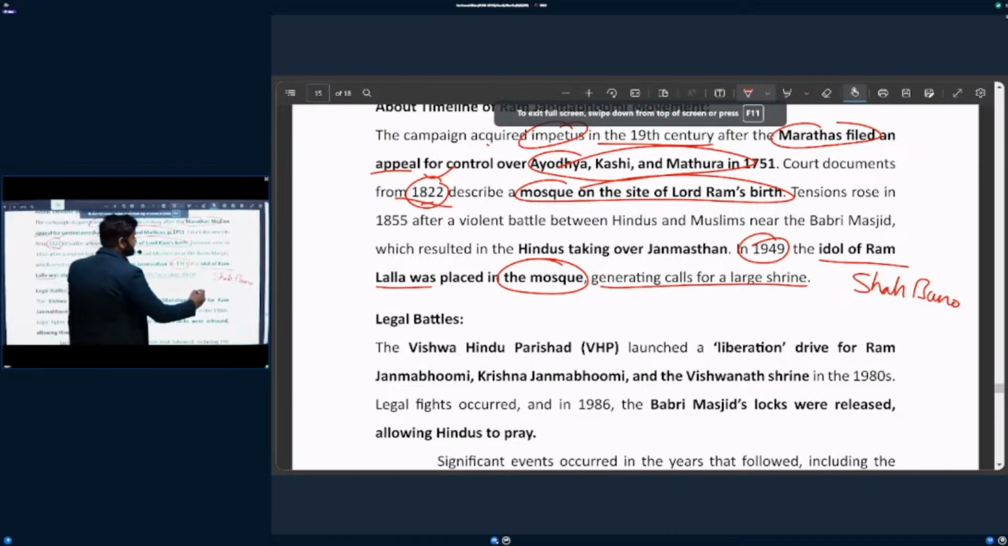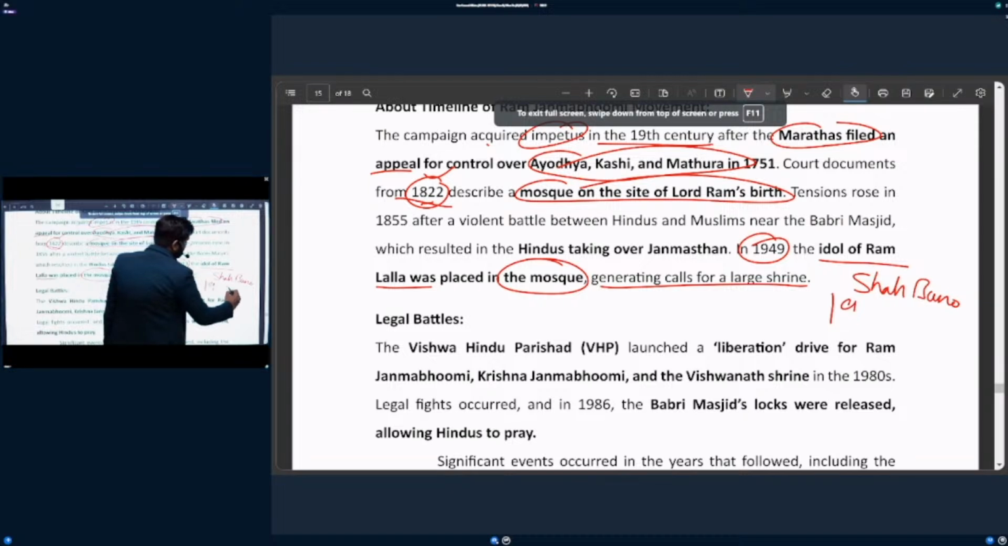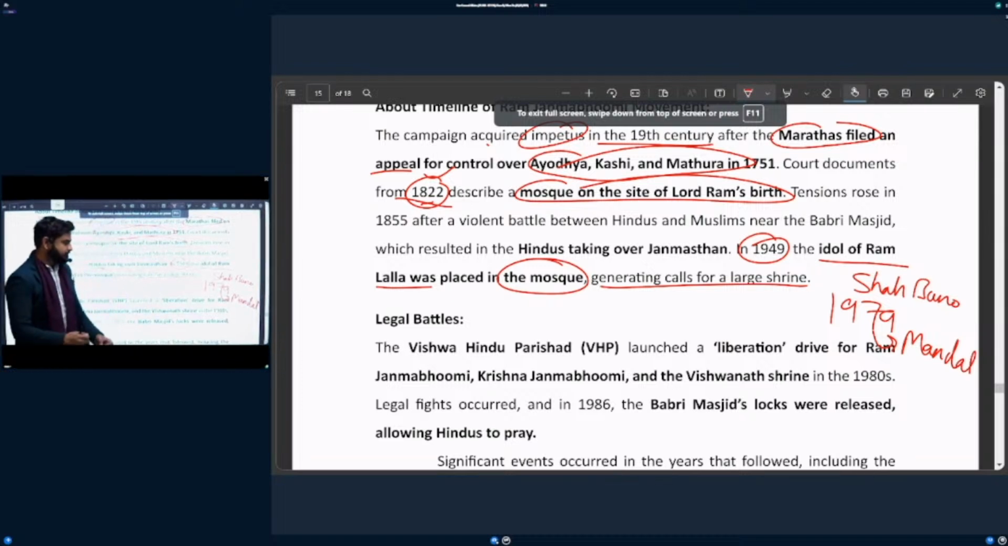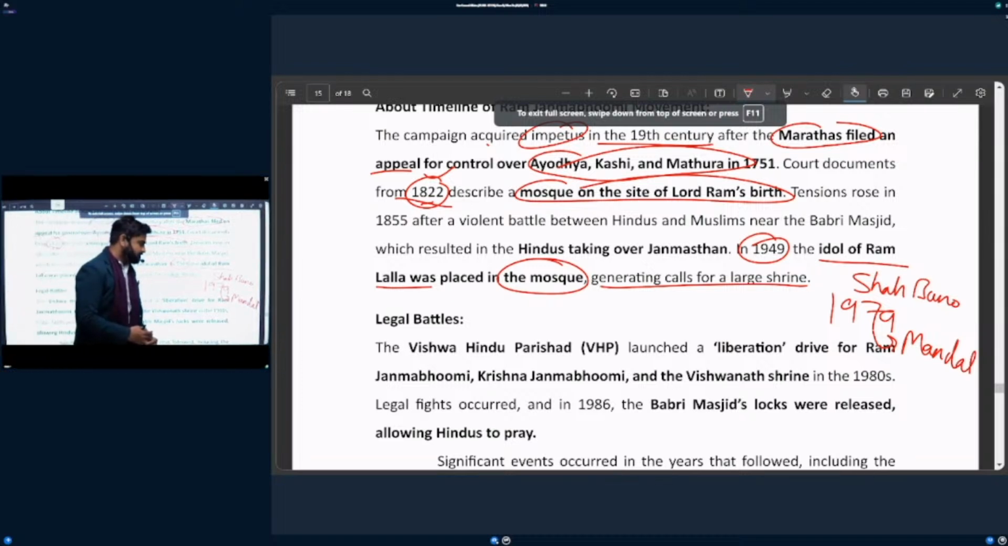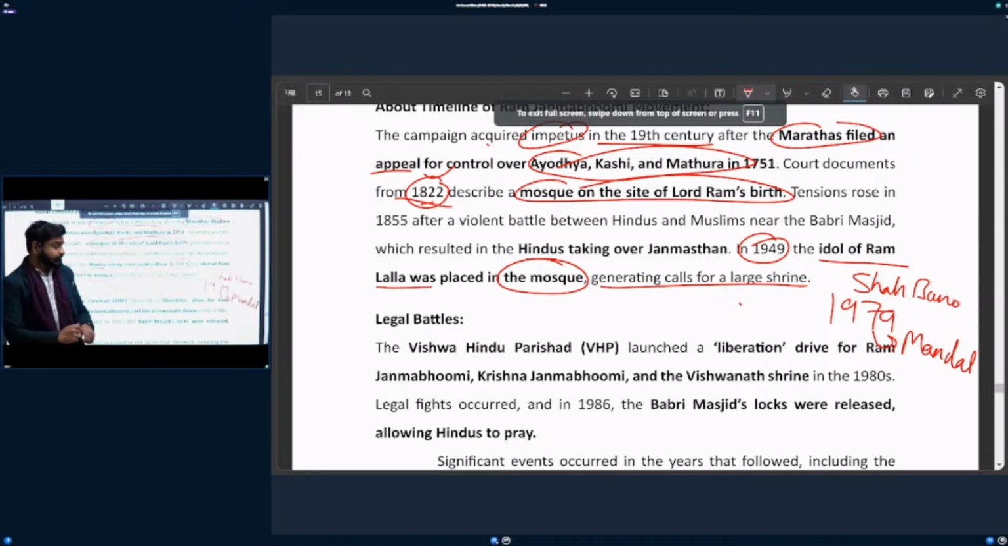1979 में a commission was appointed known as Mandal Commission. That's okay. किसी ने भी तोड़ा हो, पर तोड़ के बना दिया था. We are discussing that. 1979 में Mandal Commission was appointed, and Mandal Commission recommended reservation for OBCs. Now understand the politics of India.